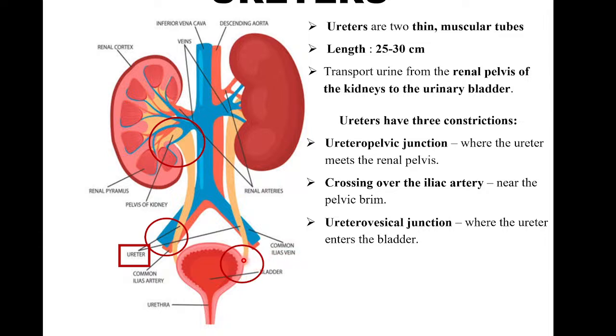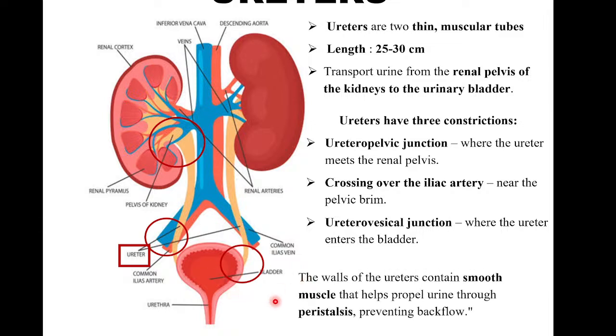From where they come out and meet the renal pelvis, they are called the ureteropelvic junctions. By the name itself you can identify the junction, and the last junction is the ureterovesical junction, where the ureter meets the bladder. So these are the three constrictions. And if you see the wall of a ureter, it contains smooth muscles that help in propelling the urine through peristalsis, preventing backflow. So this was the second structure.